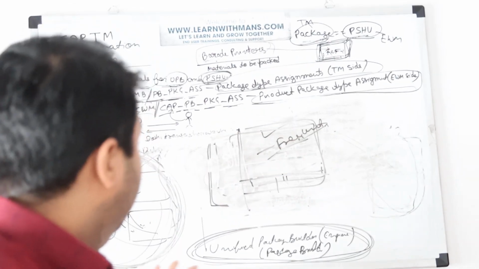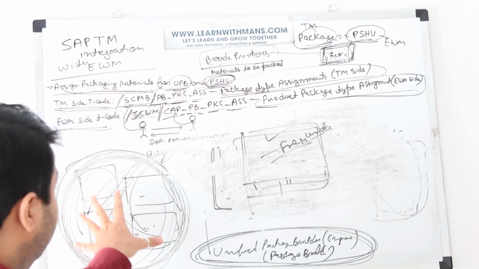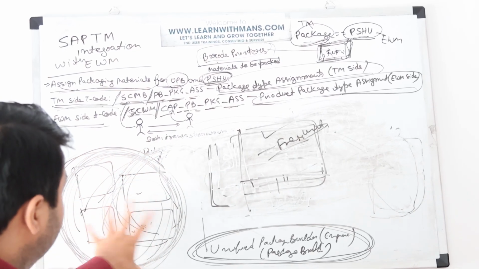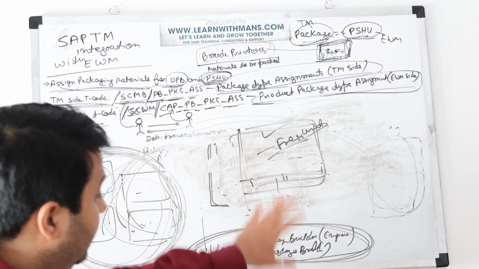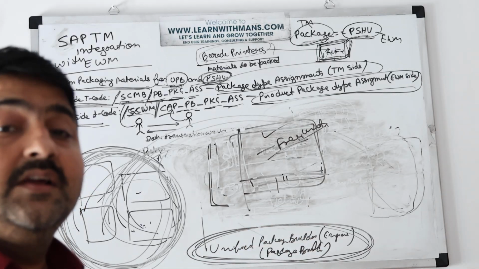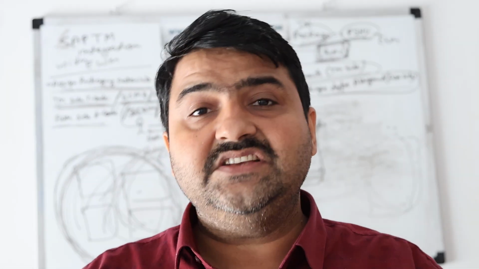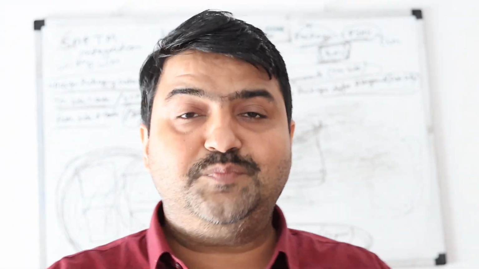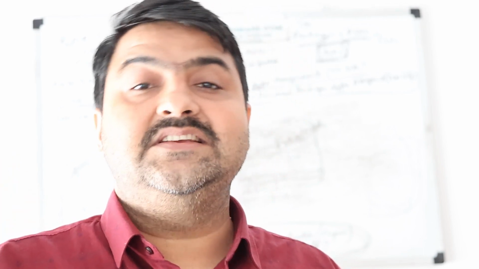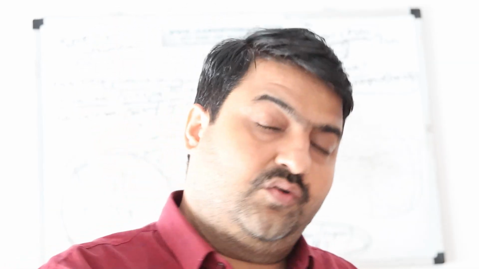But this transaction code makes the link between the material, okay, and the unified package builder. Simple thing, the definition speaks for itself. Unified package builder. Package means freight unit, builder, it's going to be built, okay. All these things help together along with the control keys, okay.